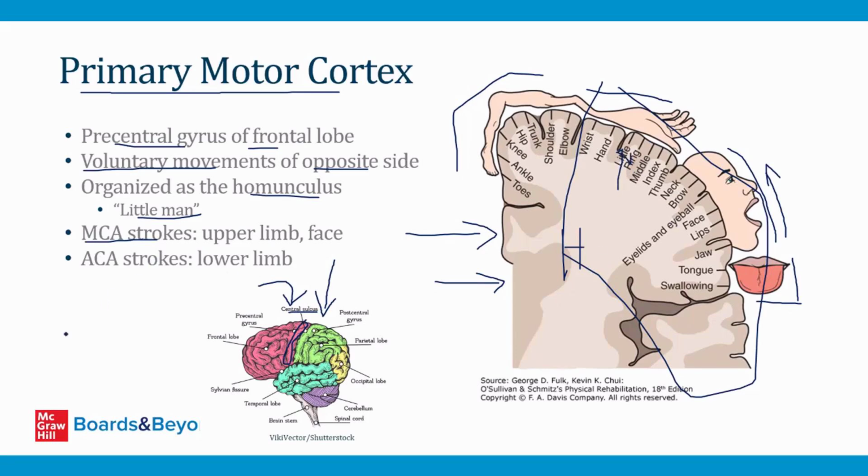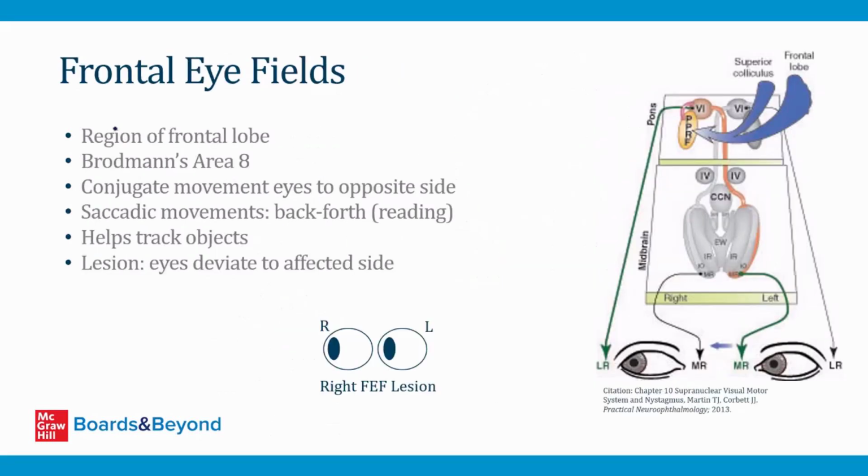On the other hand, a less common stroke subtype is a stroke involving the anterior cerebral artery. It tends to affect this region over here more. And so in those types of strokes, you get symptoms that predominantly affect the lower limb, regions like the legs and the feet. Another important region of the frontal lobe is the frontal eye fields.